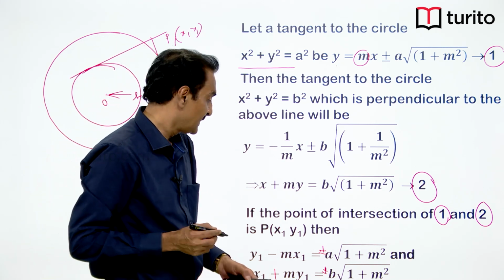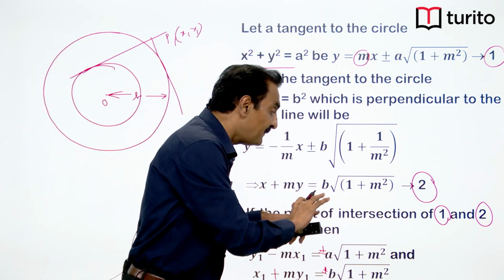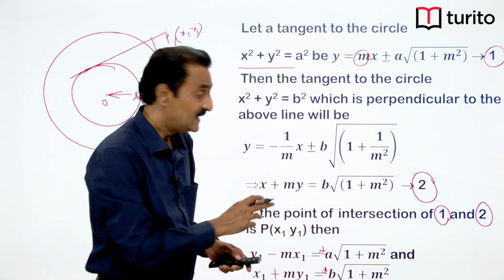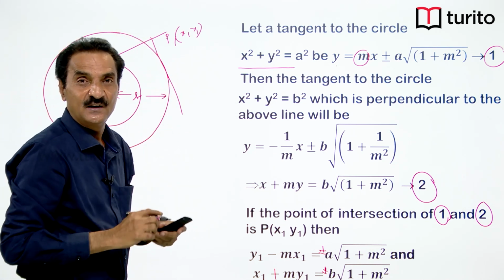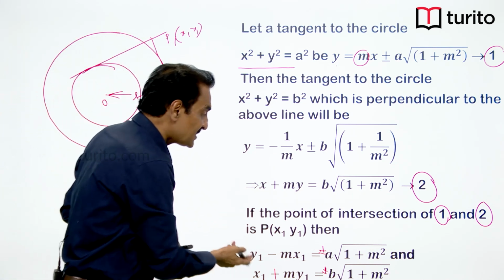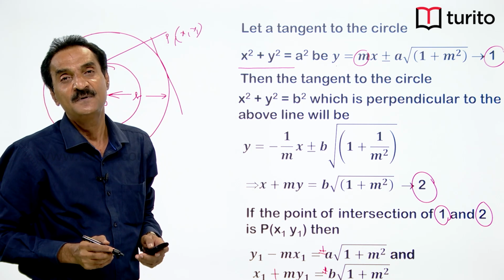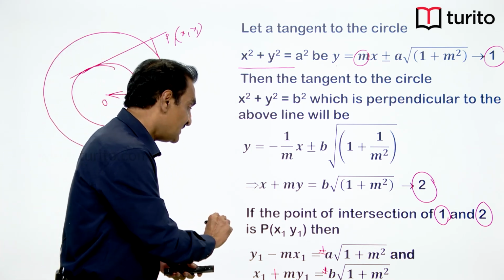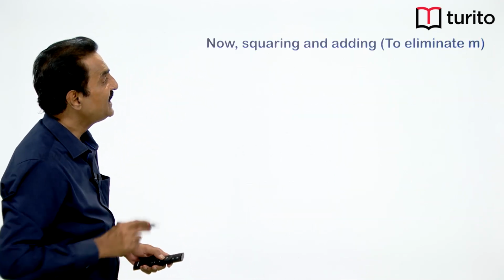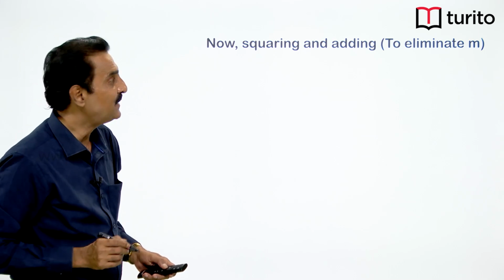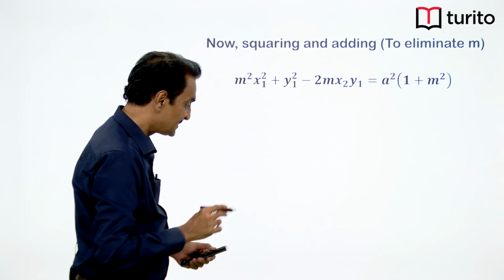Now, what I will do, if I want the locus of P x1 y1, I should eliminate the variable quantity. What is the variable quantity here? m. m varies. These two lines vary like this, then m varies. So, if you eliminate m from the two equations and get the direct relation between x1 and y1, that will become the locus of P. So, what will I do? I will square on both sides and see. Now, squaring and adding, in order to eliminate m, squaring and adding the two equations. Squaring the first equation, what is the first equation?